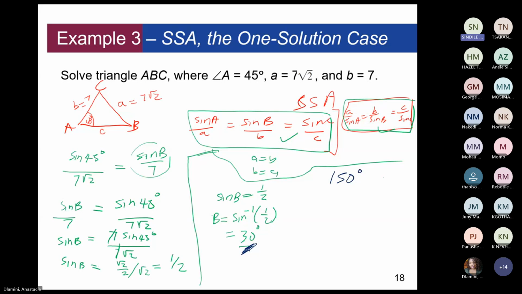Is it supplementary or complementary? Because you said complementary. Okay, I just wanted to check if you remember the definition of complementary and supplementary. Now it will be supplementary because the sum of angles in a triangle is equal to 180. So it means we'll be dealing with supplementary.